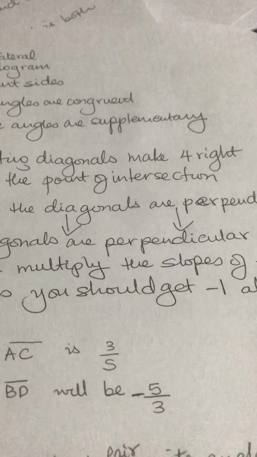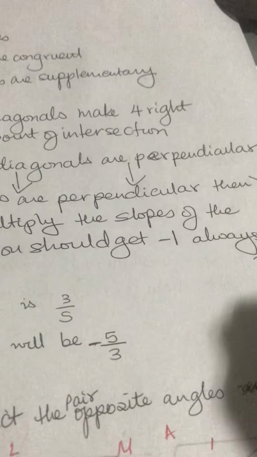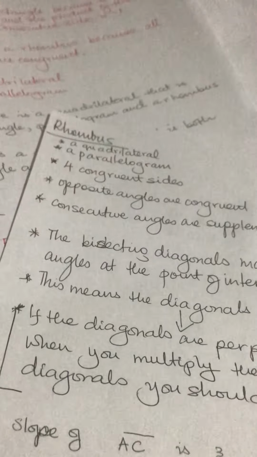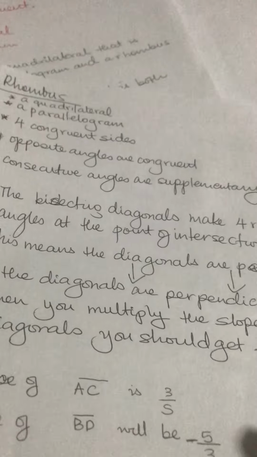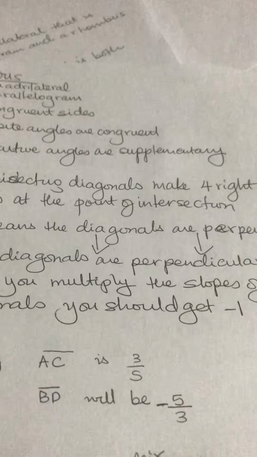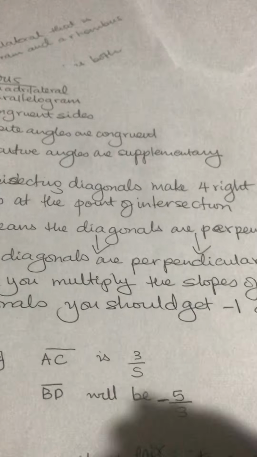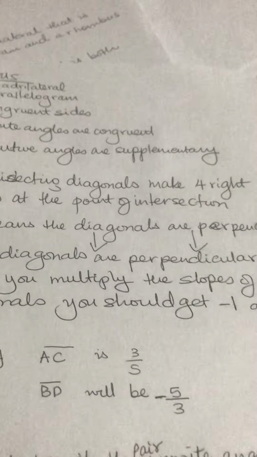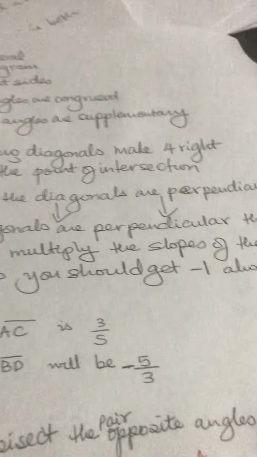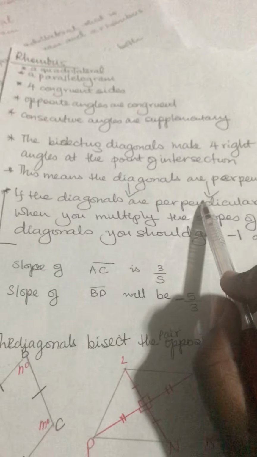Whenever you have a right angle, it means the two lines that make that angle, or the two rays that make that angle, must be perpendicular. What does perpendicular mean? You form a 90-degree angle, and the slope of each line, when you multiply, you should get -1. If you multiply the two slopes of the two lines that make the 90-degree angle, you should get -1 always. If you don't get -1, then they are not perpendicular.